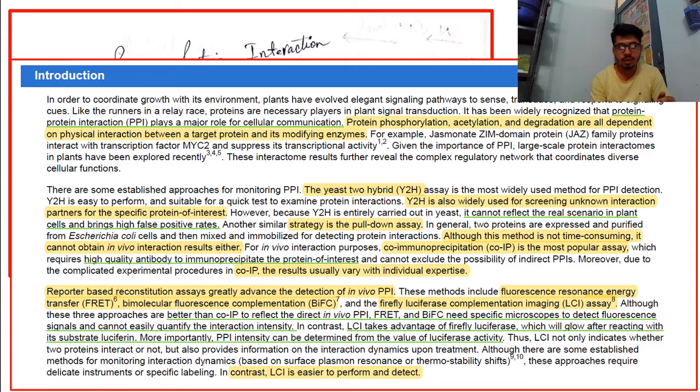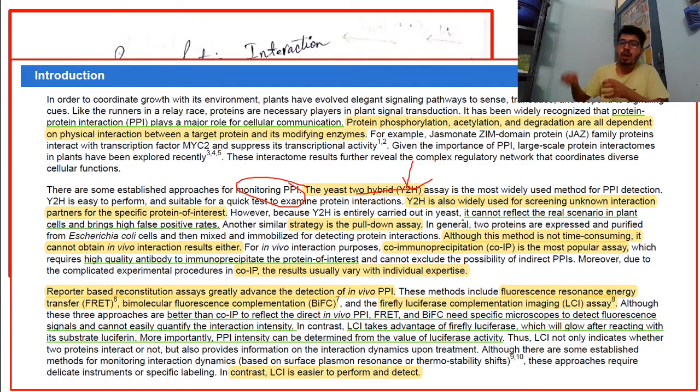there are some established approaches for monitoring protein interaction studies, known as yeast two-hybrid. Yeast two-hybrid is a technique to know about protein interacting partners. Okay, now this is an in vitro approach, because you have to purify your protein outside the system. So in vitro means you are extracting protein.